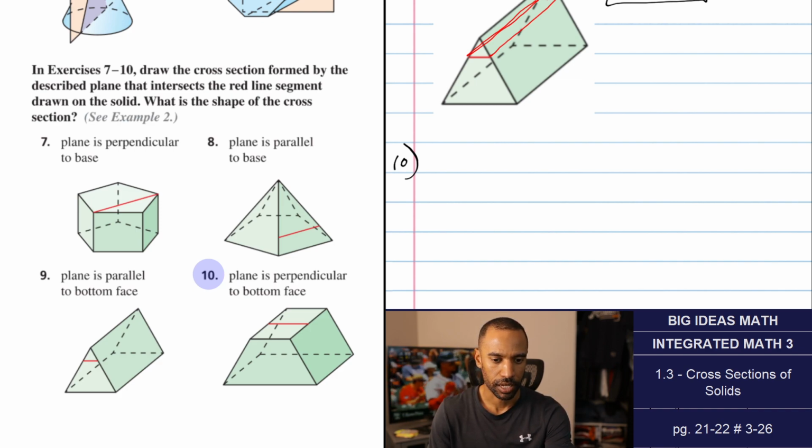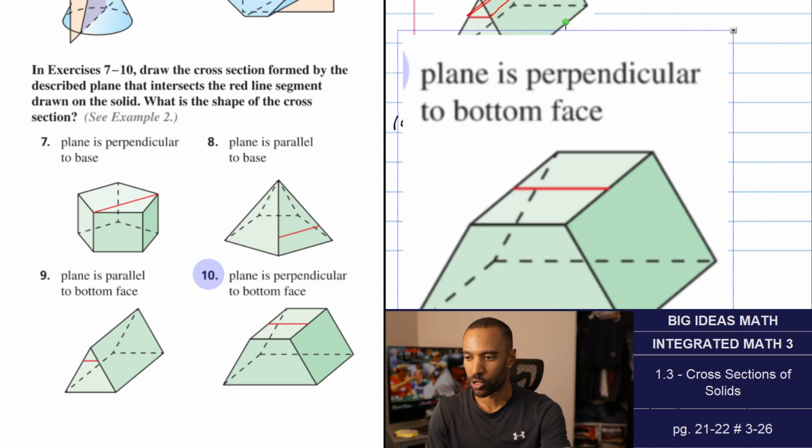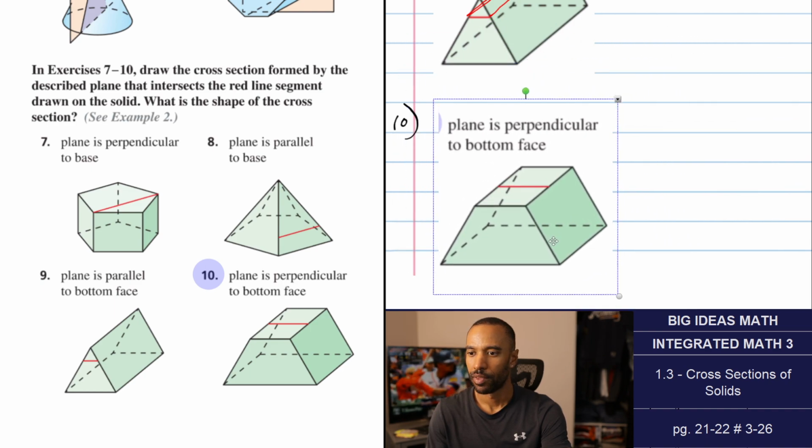Hold on, I didn't get the whole thing copied there. Sometimes I get a little bit of my purple circle, whatever kind of color you call that.